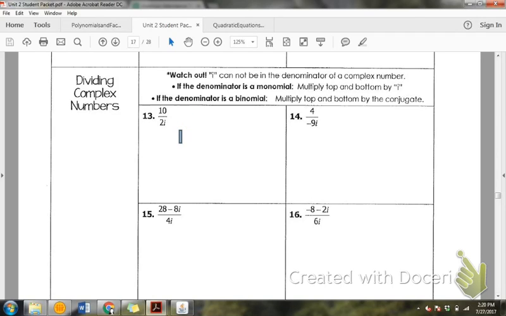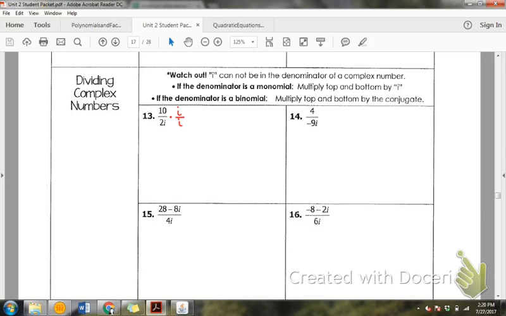So what does this look like if we have to get rid of the I? It says, watch out, I can't be in the denominator. So we just said that. If the denominator is a monomial, what does monomial mean? One term. Then multiply the top and bottom by I. If the denominator is a binomial, 2 terms, we're going to multiply the top and bottom by the conjugate. So this seems really complicated, but it's not. If it's a monomial, all we're going to do is multiply this fraction by I over I.